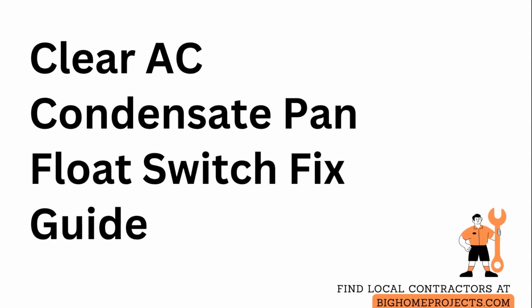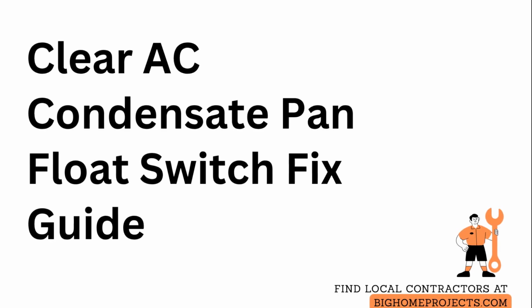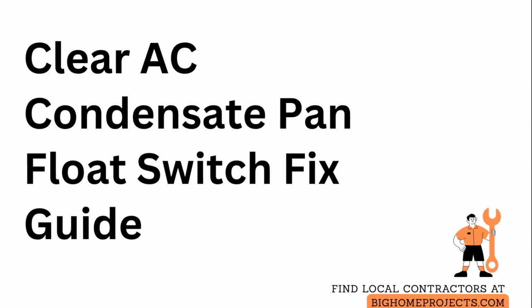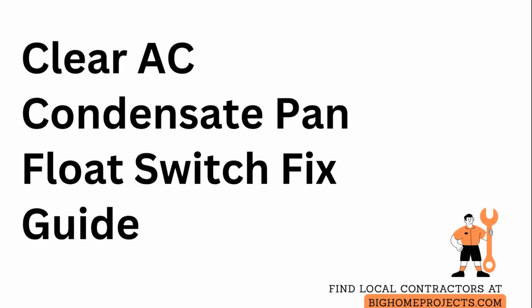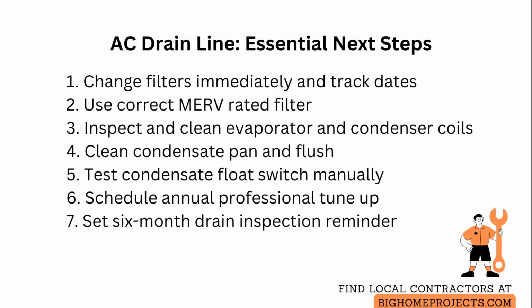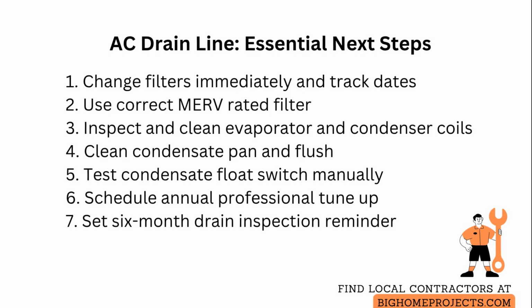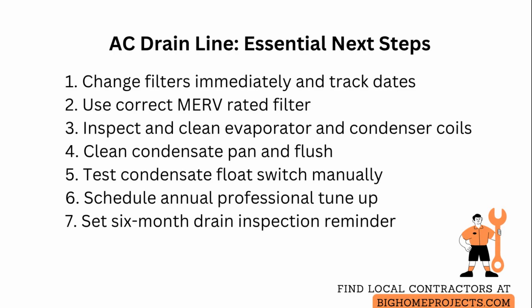After clearing the air conditioning drain line, schedule the next maintenance tasks immediately to prevent recurrence and protect system efficiency. Change the air filters right away using the correct size and minimum efficiency reporting value rated filter for your system. And mark the date so you replace or check them every month during heavy use seasons.